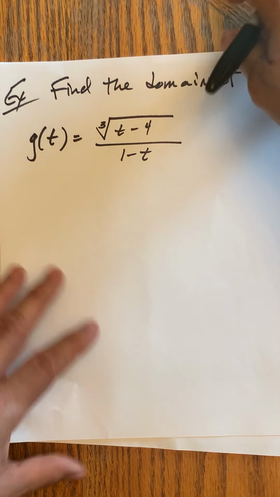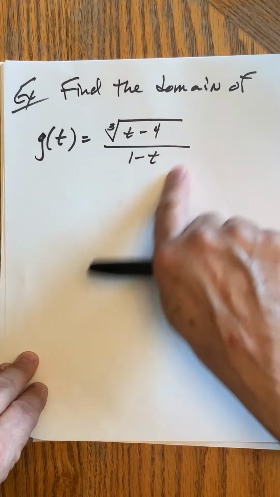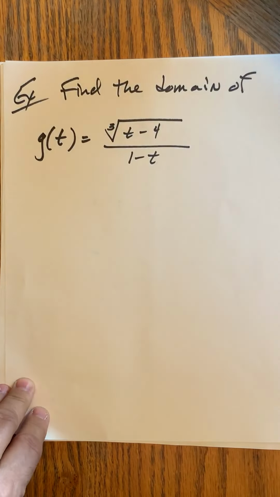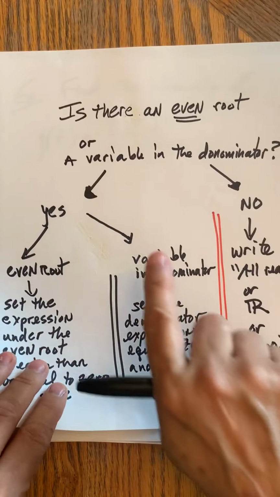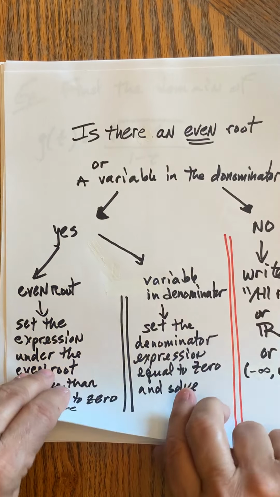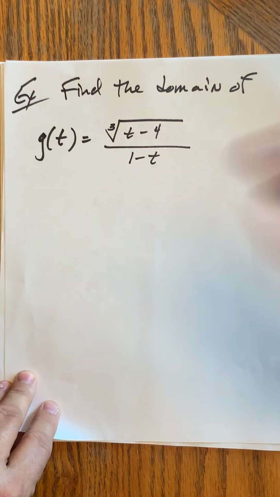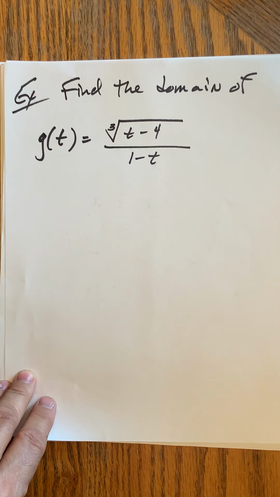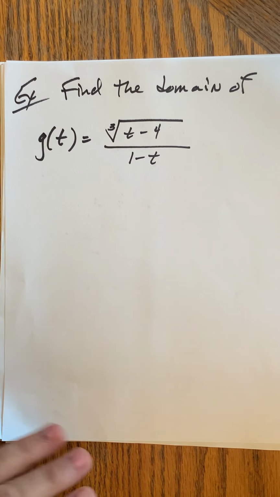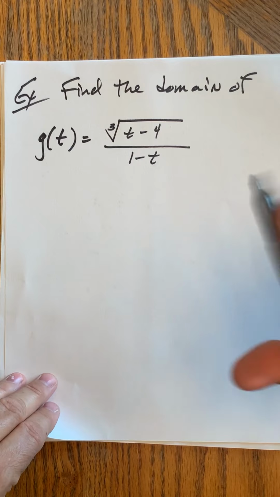Find the domain here of this rational function. And again, you ask yourself two questions. Is there an even root? Is there a variable in the denominator? Well, I see a root, but it's odd. So that's not a problem. You can take the odd roots, right? No problem at all. Still good.